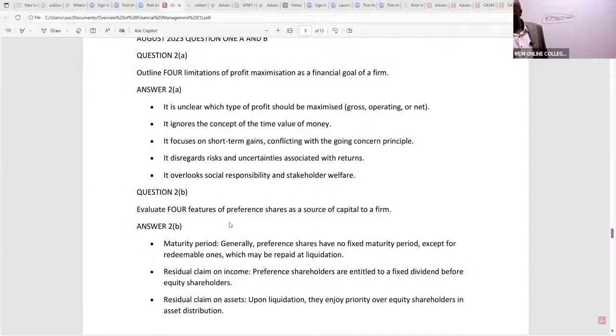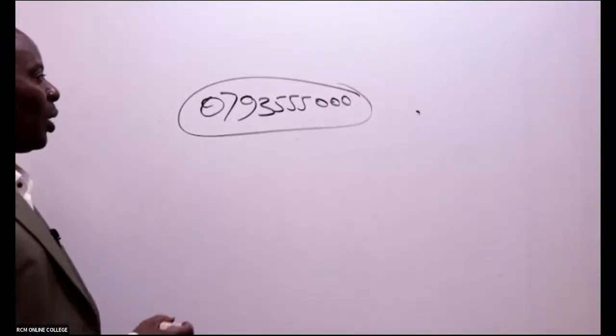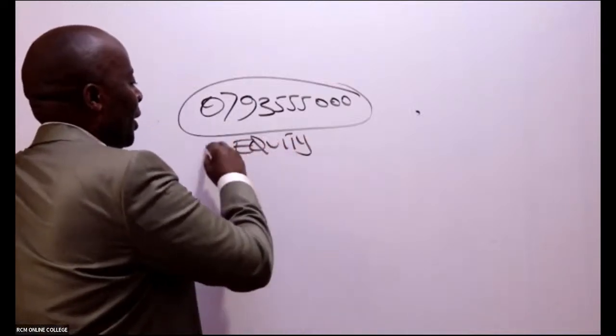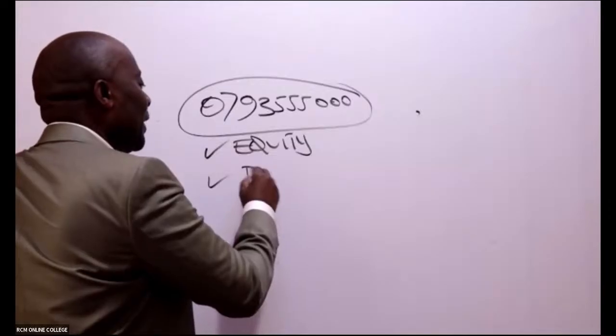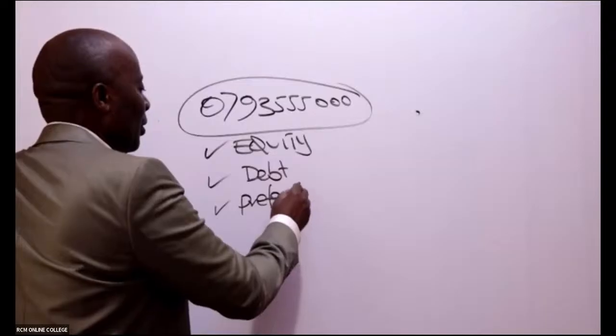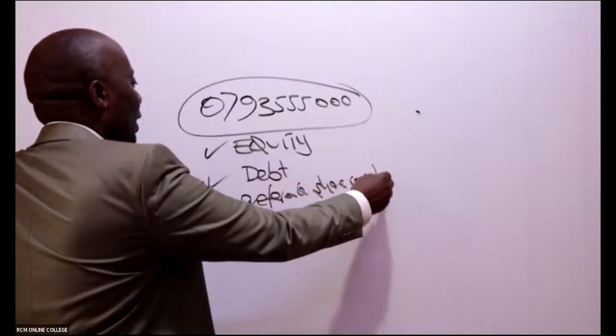Evaluate 4 features of preference shares as a source of capital to a firm. Remember, ordinarily, ladies and gentlemen, in this case here, we have 3 major sources of capital. We have what we call equity. We have what we call debt. And then we have preference share capital.